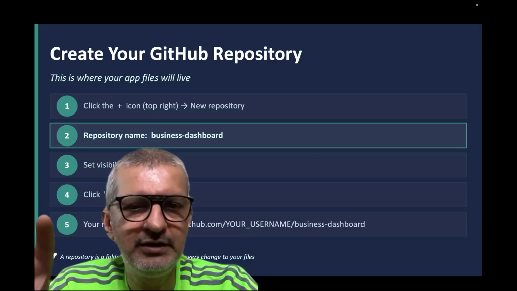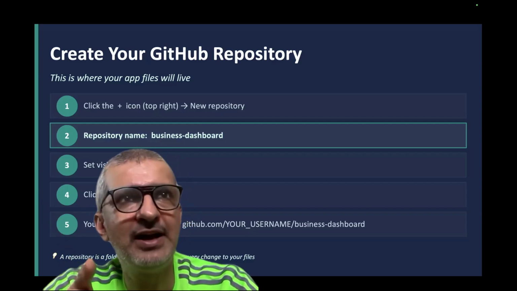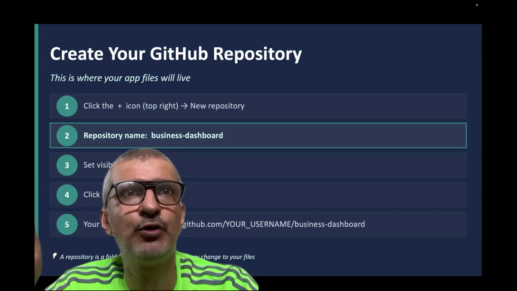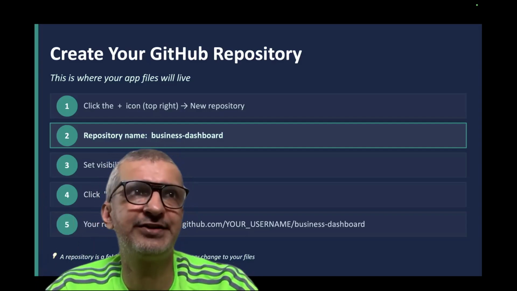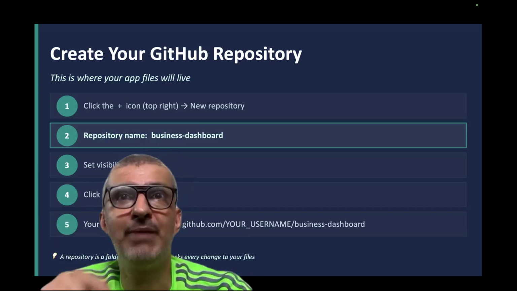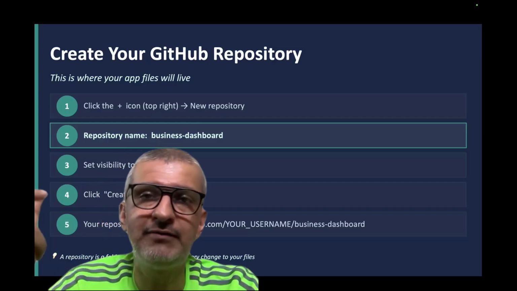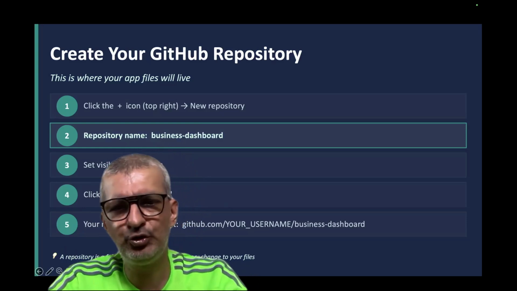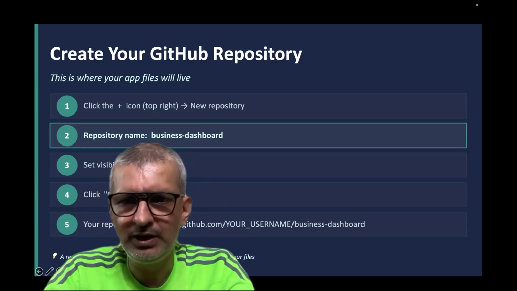So your repository will be at github.com/your username. For me, it is github.com/sanjayfloria/business-dashboard. In place of my name, it will be your name, which you have used to create your GitHub repository. Now let me show you on GitHub how it will work.